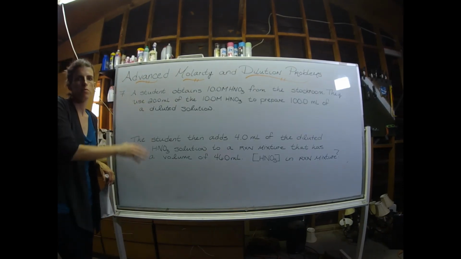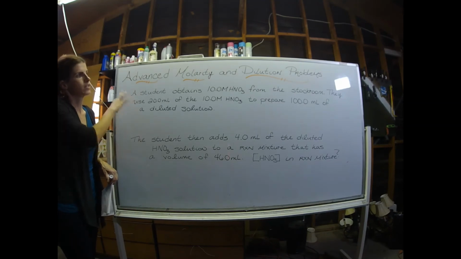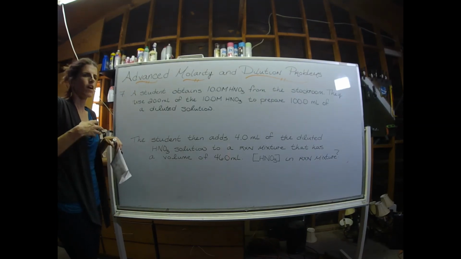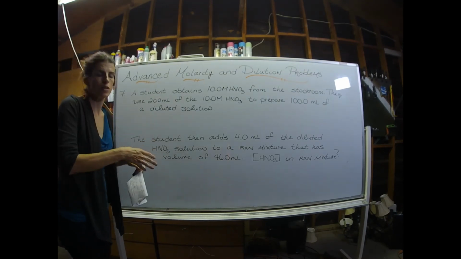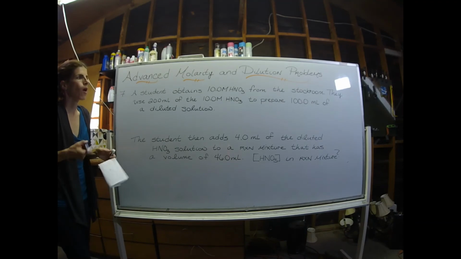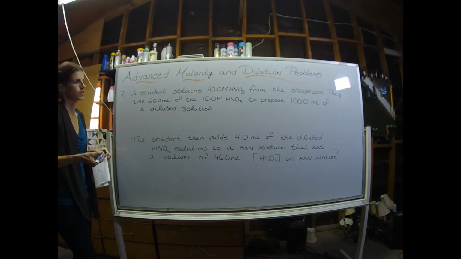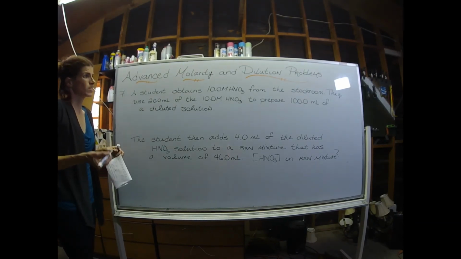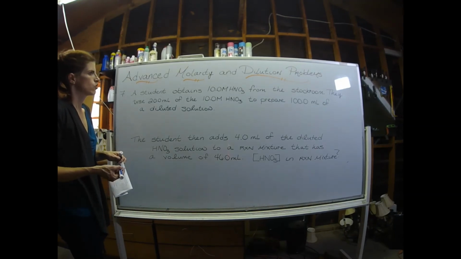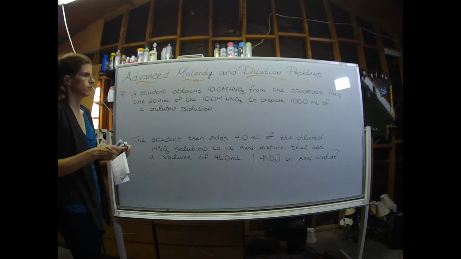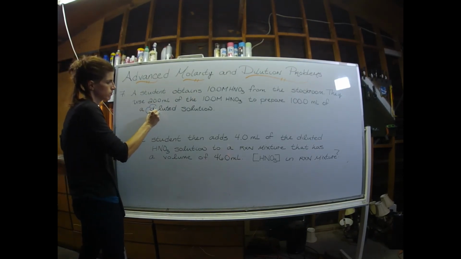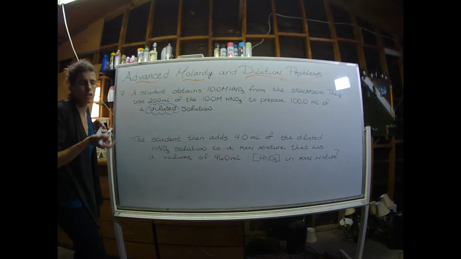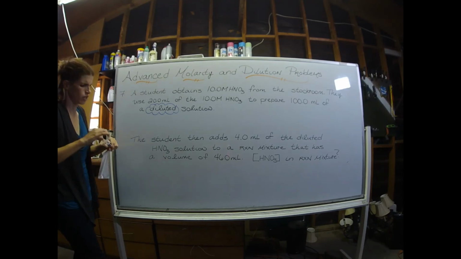All of this is problem number 7. I separated it into two different parts because hopefully it'll make it a little bit easier to sort through what's going on. In part A, they told us that a student used 10 molar nitric acid to prepare 100 milliliters of a diluted solution. So the fact that it's a diluted solution makes me think, well, first off, what's the concentration of that diluted solution? That'd be good to know.